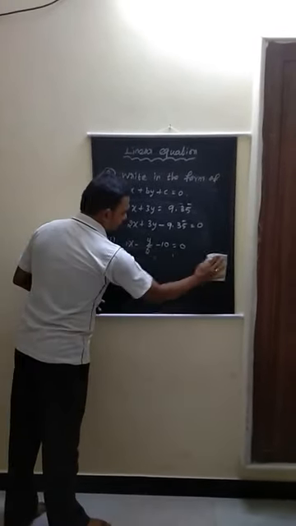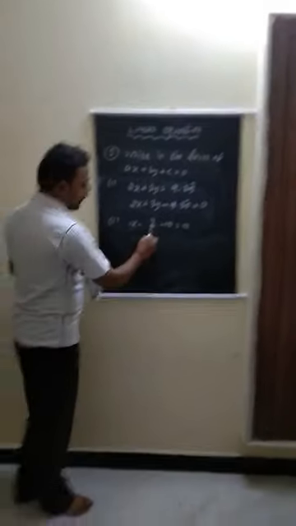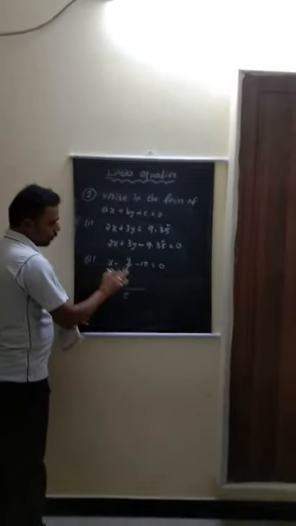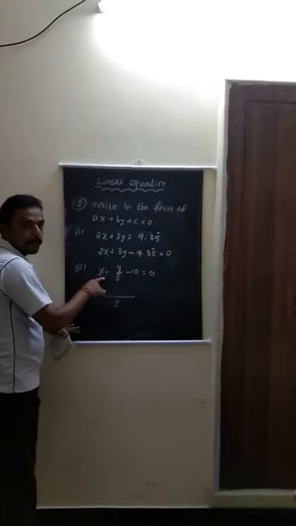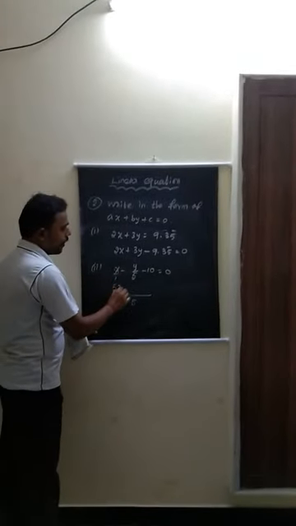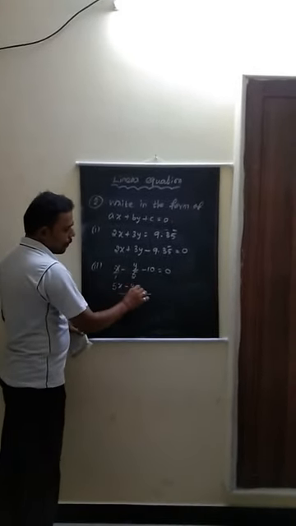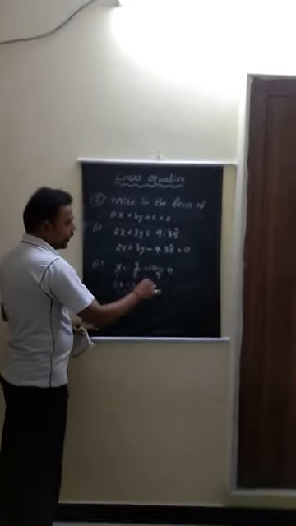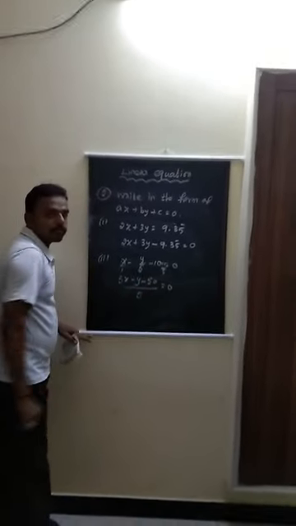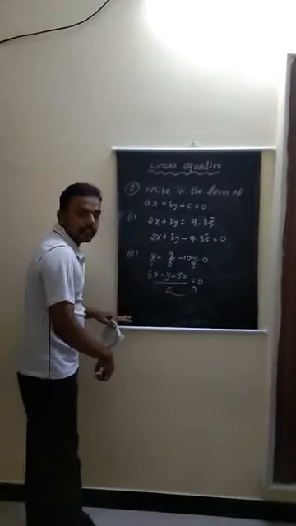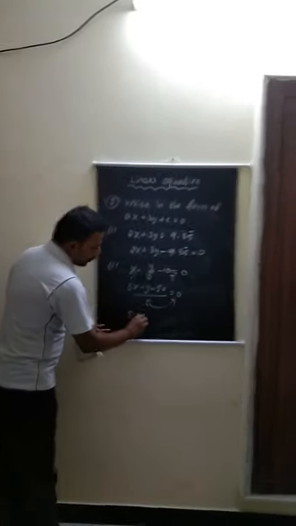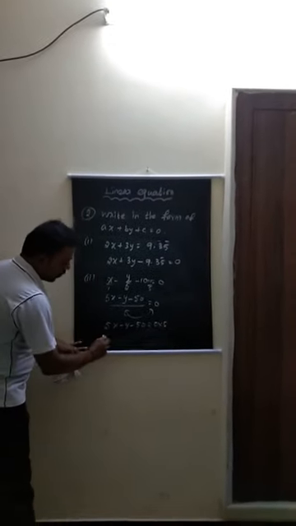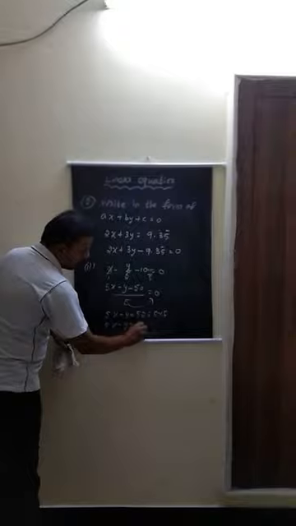Or how can we write this one? Here we can take 5 as LCM. So I can multiply by 5 in numerator and denominator. So 5x minus y minus 50 equal to 0. Or this 5 we can write on the right side as 0 into 5. So 5x minus y minus 50 equal to 0.